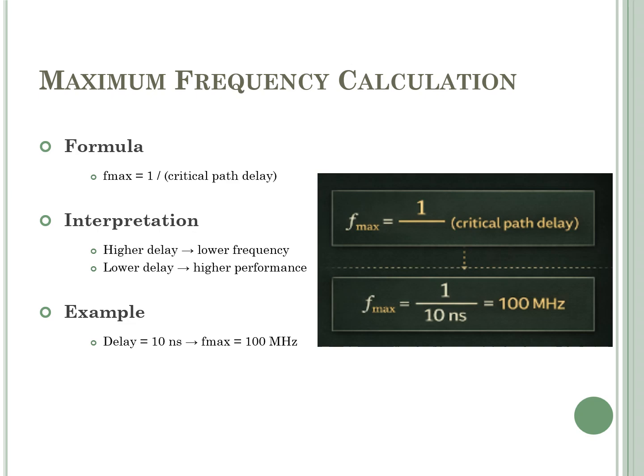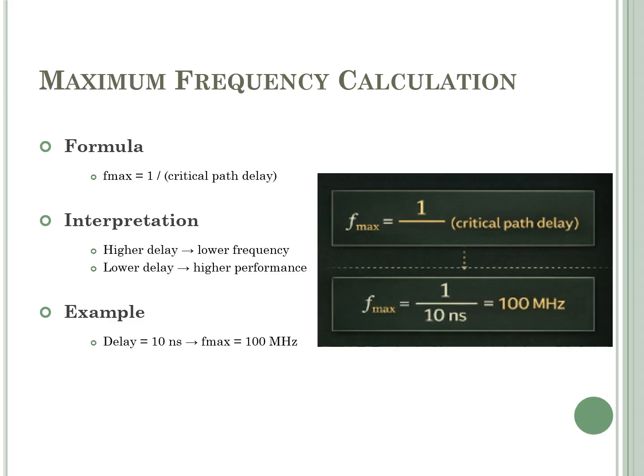Let's take a simple example. If the critical path delay equals 10 nanoseconds, then the maximum frequency is 1 divided by 10 nanoseconds. So we get 100 megahertz of frequency. This circuit can run at a maximum of 100 megahertz.